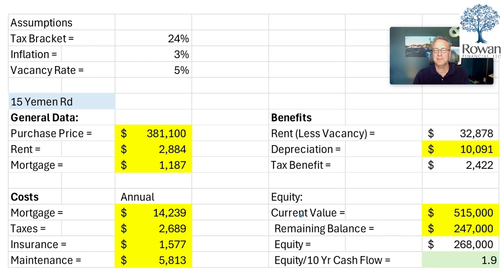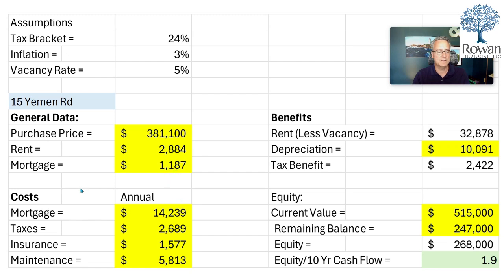So for this property in particular, it is at 15 Yemen Road. Our global assumptions: our tax bracket is 24%. Inflation we'll put in at 3%. And our vacancy rate is at 5%. General data, this is, again, not even used in the calculation, but I like to have it there. Our purchase price was $381,000 approximately. The monthly rent is $2,884. The monthly mortgage is $1,187.